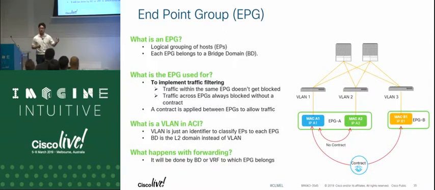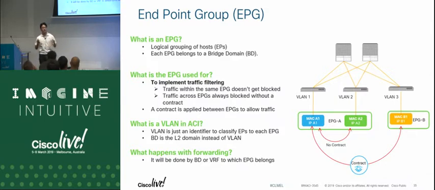And in EPG, we have a VLAN. So why do we need a VLAN for a security domain? How do we use it? It's just an identifier for the security domain. So we could call it just a label. So then what happens for the forwarding? Because in the legacy network, VLAN is the layer 2 forwarding domain. But in ACI, it's an identifier for the EPG, the security domain.